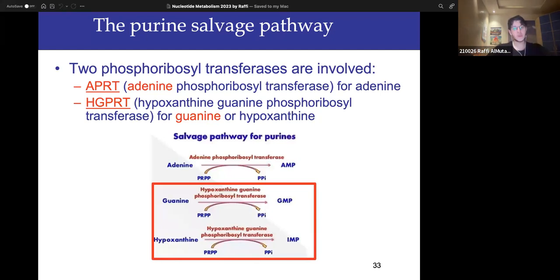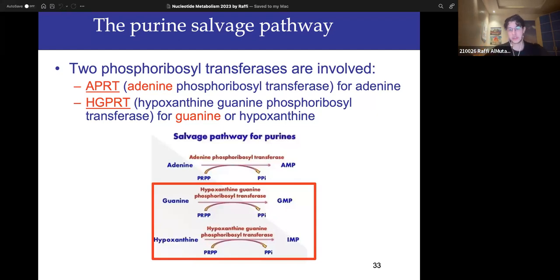But we have two enzymes, APRT, adenine phosphoribosyltransferase, and HGPRT, hypoxanthine guanine phosphoribosyltransferase. Now, HG for hypoxanthine and guanine, A for adenine. So we have three bases: an adenine base, a guanine base, and a hypoxanthine base. Now, adenine can be converted to AMP, guanine to GMP, and hypoxanthine to IMP.